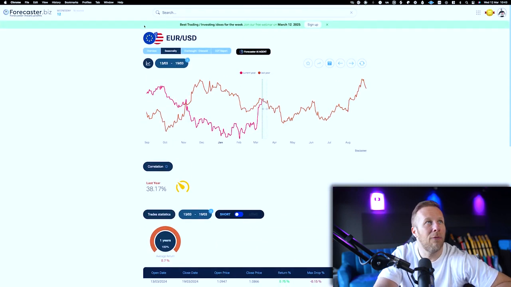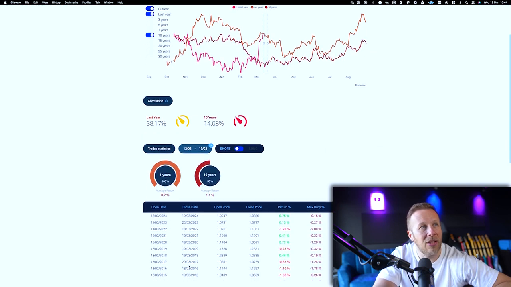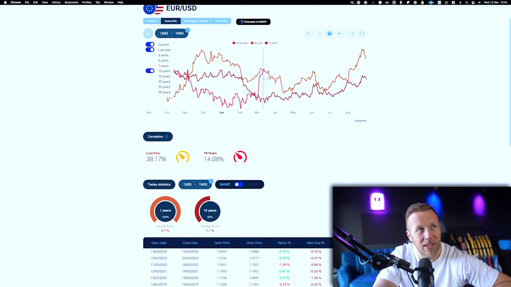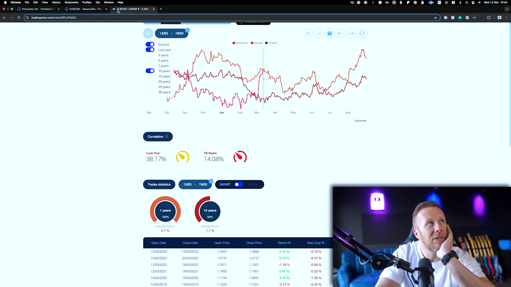100% strike rate, but if we bring on some of the other seasonality, let's just bring on, say, the 10-year, right? This is where you can start to see that it declines on correlation, right? You've got a 50% strike rate, so it's 50-50. But let's take a look at the chart. Let's just go over to the chart.